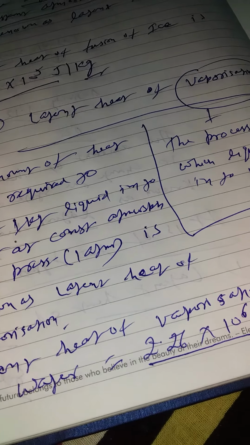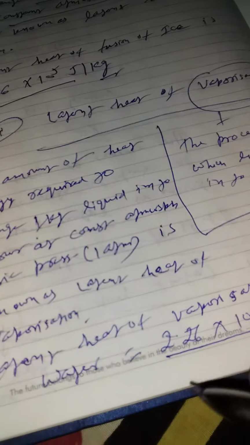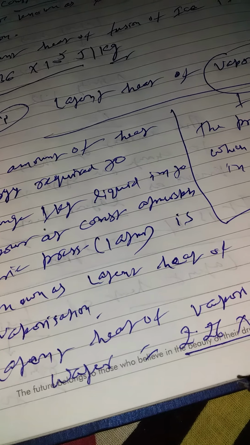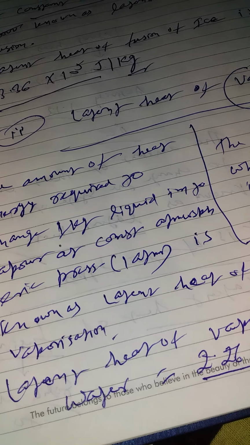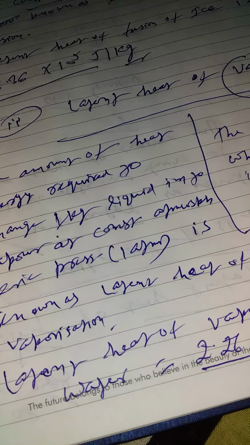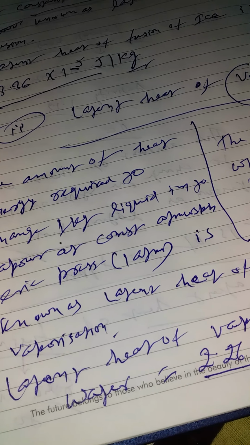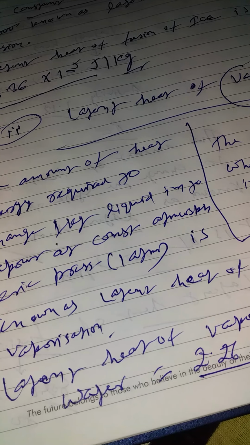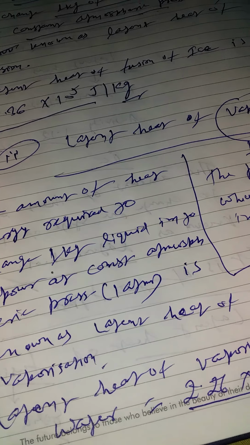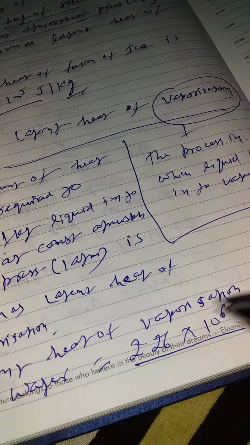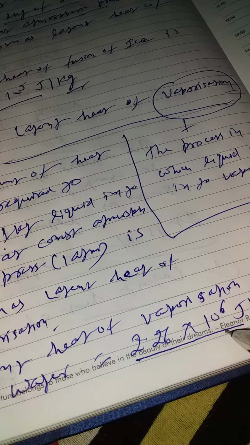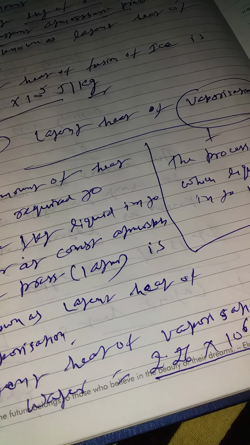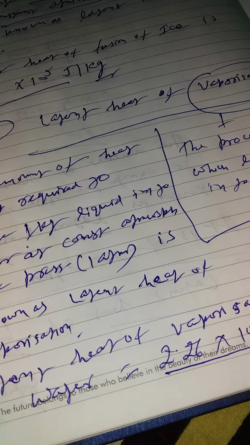Therefore, steam produces more severe burn than boiling water, because boiling water has a temperature of 100 degrees Celsius and steam also has a temperature of 100 degrees Celsius, but steam produces more severe burn due to the latent heat of vaporization, that is extra heat, 2.26 into 10 to the power 6 joule in 1 kg. Therefore, steam produces more severe burn than boiling water.